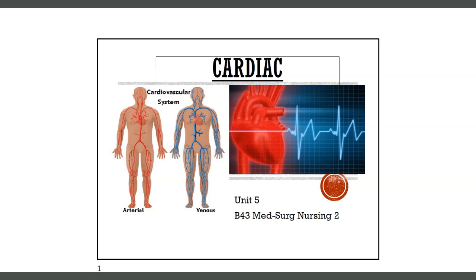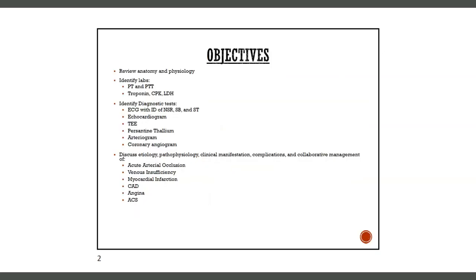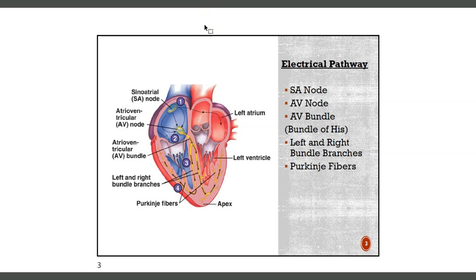Unit 5, Cardiac Disorders. These are our objectives. Now let's review the electrical pathway of the heart. So basically, your cardiac pacemakers. So this is your SA node, AV bundle or bundle of His. Then you have the left and right bundle branches, and you have the Purkinje fibers.